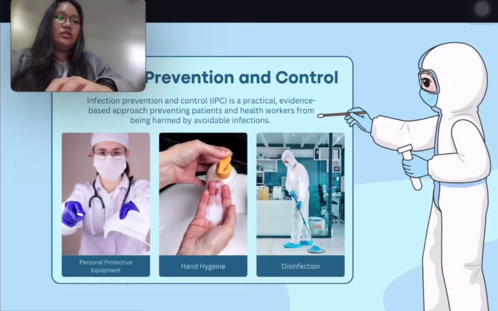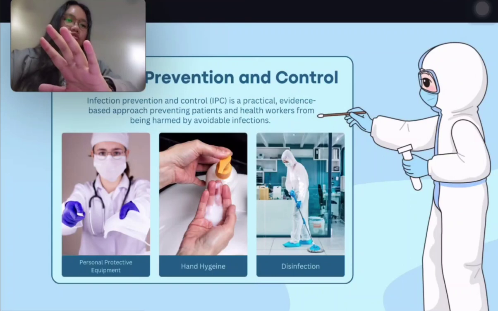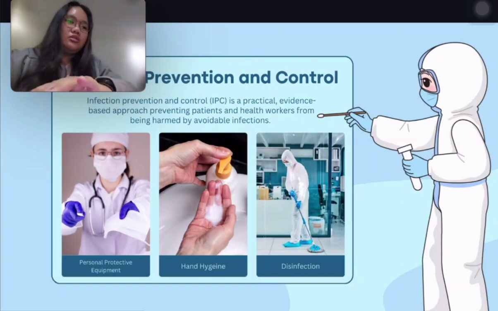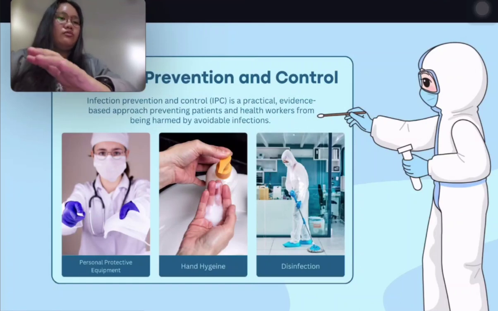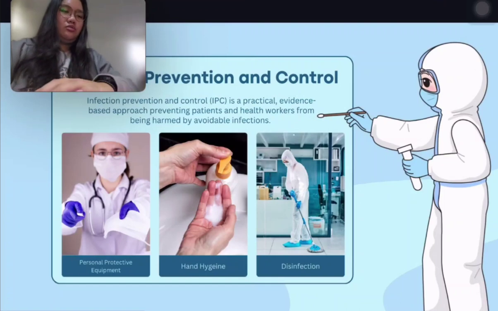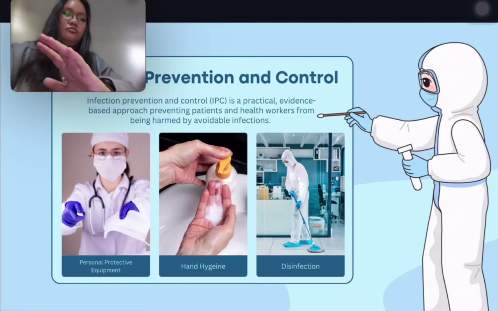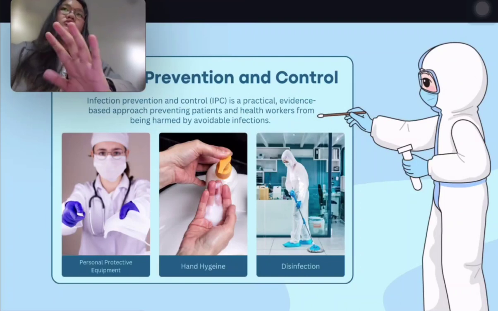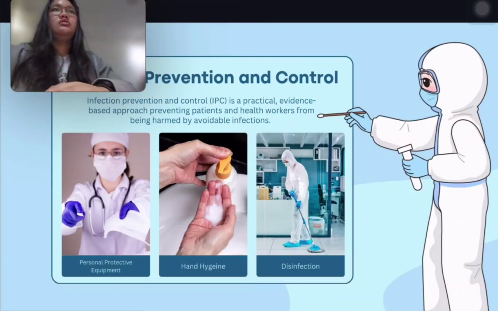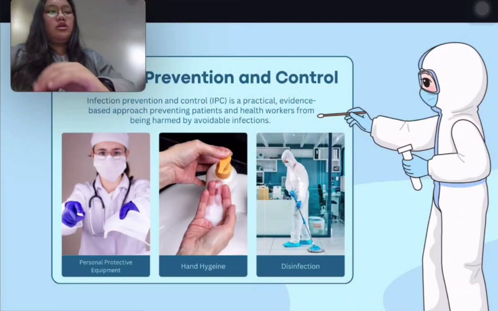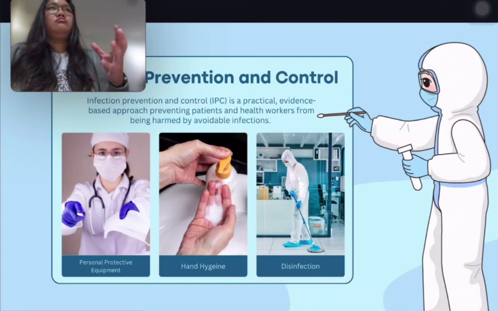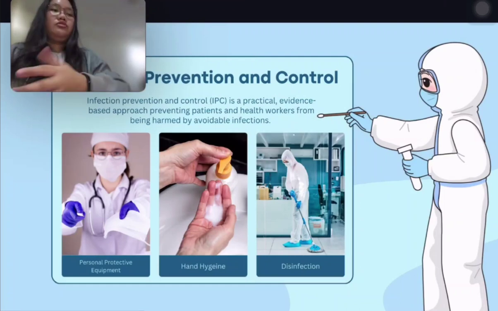So, what is infection prevention and control, or IPC? It is a practical, evidence-based approach preventing patients and health workers from being harmed by avoidable infections. So, for example, this includes the use of PPE, hand hygiene, and disinfection. IPC is one of the terms used by the CDC and the WHO regarding infection prevention and control. So, anything regarding controlling infection.